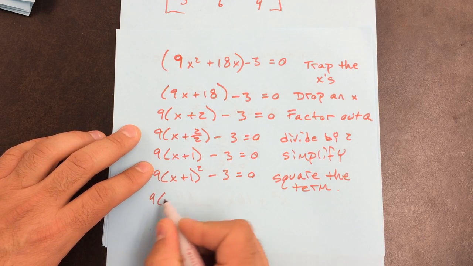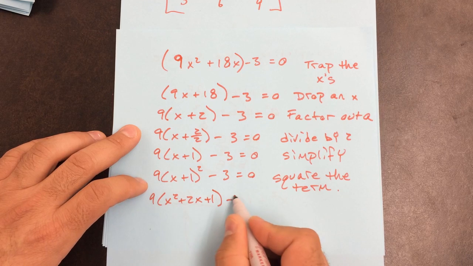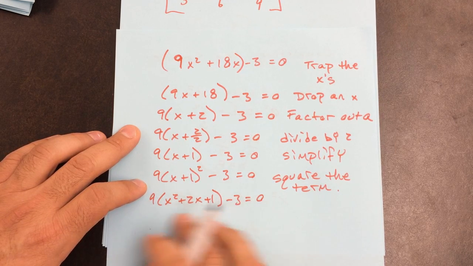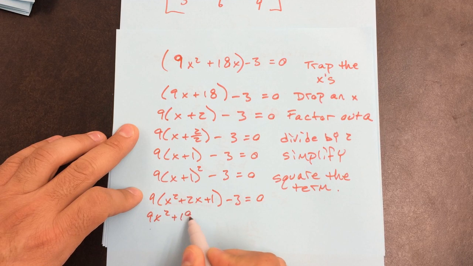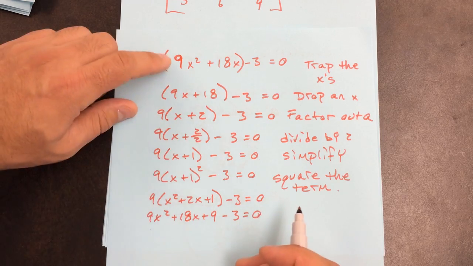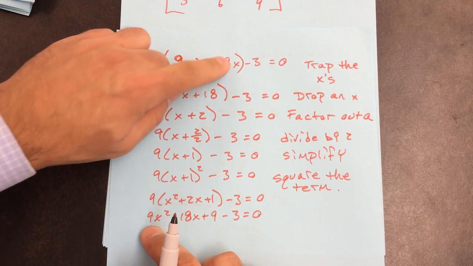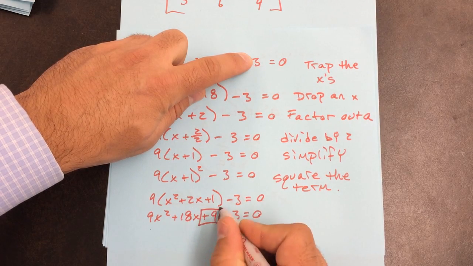This is going to give me 9 times x squared plus 2x plus 1. So this is different, which means that I've changed the equation. I'm going to distribute and see exactly what's different from my beginning equation to my final equation. You're not actually going to do this, but I'm just showing you. So what's different in the beginning one? Well, I had 9x squared, I had 18x, I had minus 3, but I didn't have this plus 9.